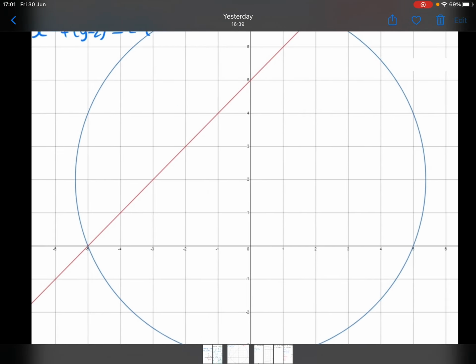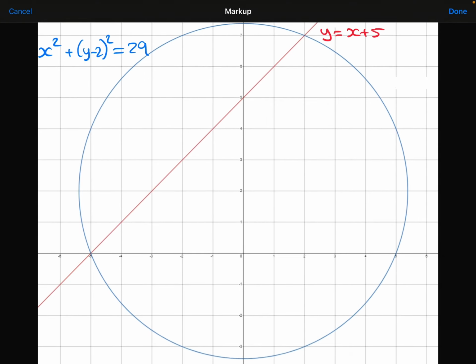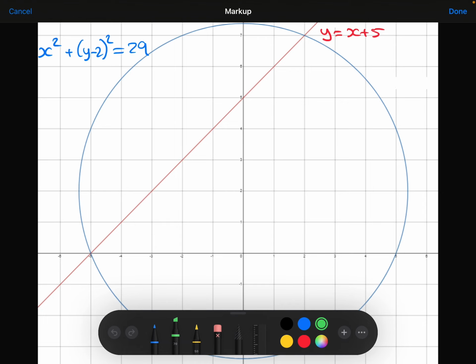Just to show that on a graph so you can visualize it, here's the circle in blue, there's a straight line in red, and you can see they intersect at the point (2, 7) there, and at the coordinate (minus 5, 0) there.